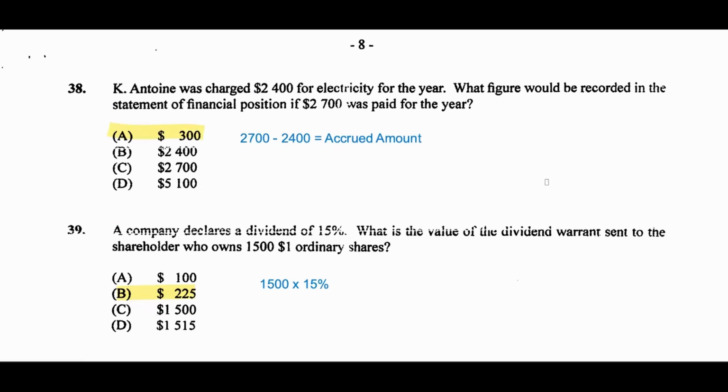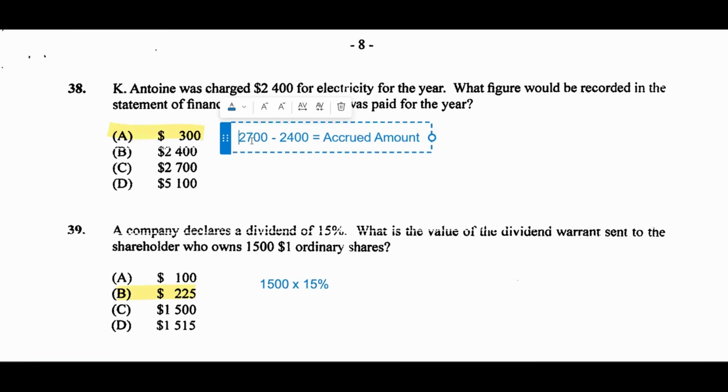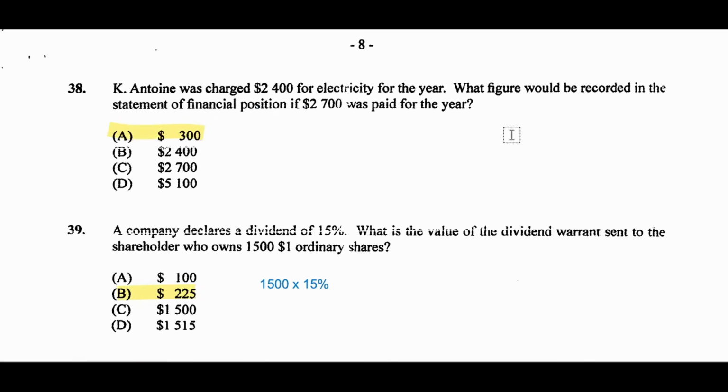Key Antoine was charged 2,400 for electricity for the year. What figure would be recorded in the statement of financial position if 2,700 was paid? All right, guys, let's make a little change here. So 2,400 was the amount charged for the year. He did pay 2,700, therefore he prepaid 300. Right, there's a prepayment, and therefore 300 will show up in your statement of financial position. Good. On the current assets.